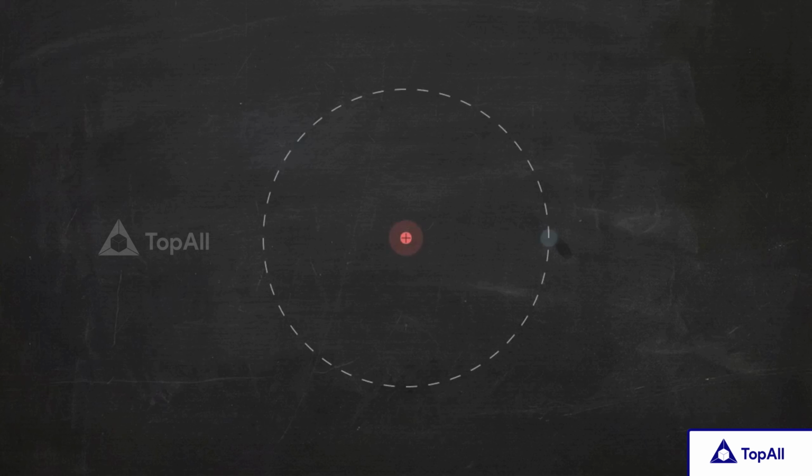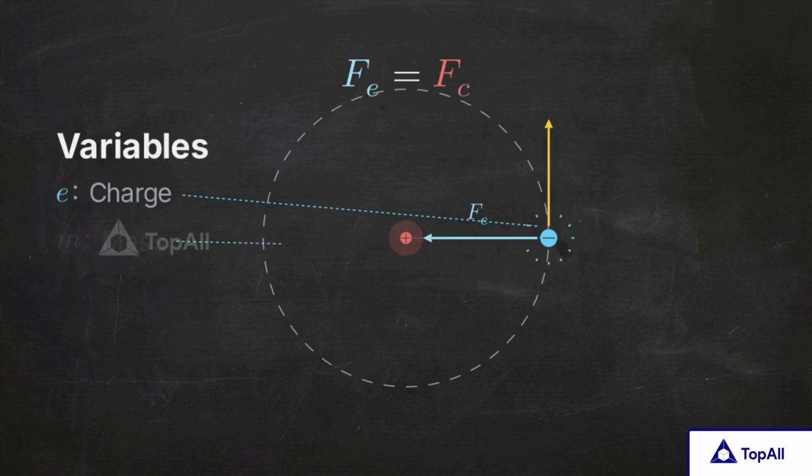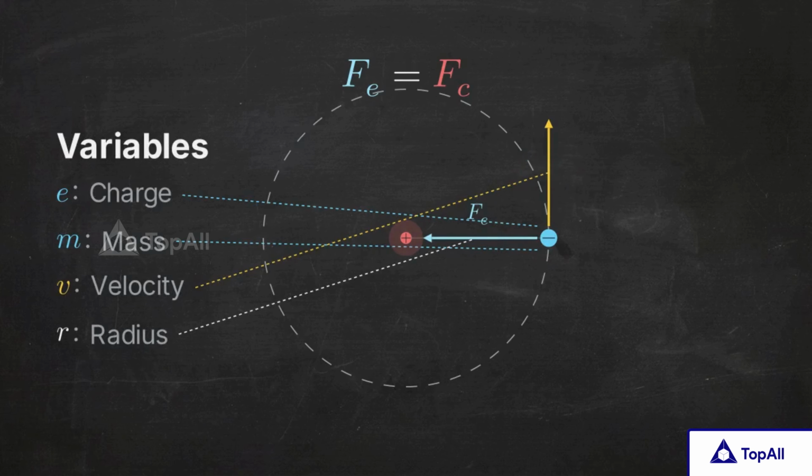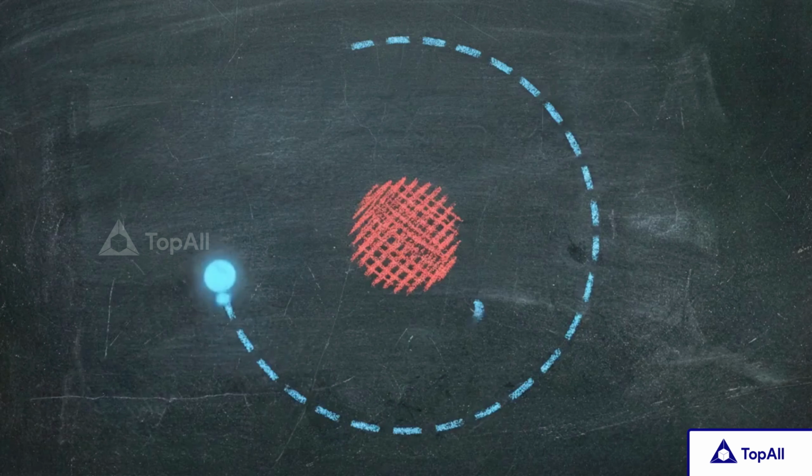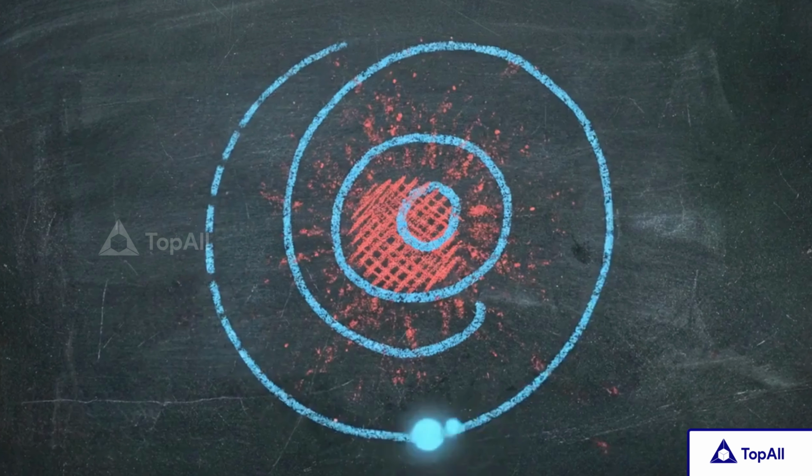The Rutherford model relies on the existence of a dynamically stable orbit. For an object to move in a circle rather than flying off in a straight line, it requires a centripetal force pulling it toward the center. In the hydrogen atom, this inward attraction is the electrostatic force between the positive proton and the negative electron. For the orbit to remain stable, the magnitude of this electrostatic attraction must perfectly equal the required centripetal force. This balance is defined by 4 variables: the charge of the electron, its mass, its velocity, and its orbital radius. If this precise balance fails, the electron either flies away or collapses, and the atom ceases to exist.